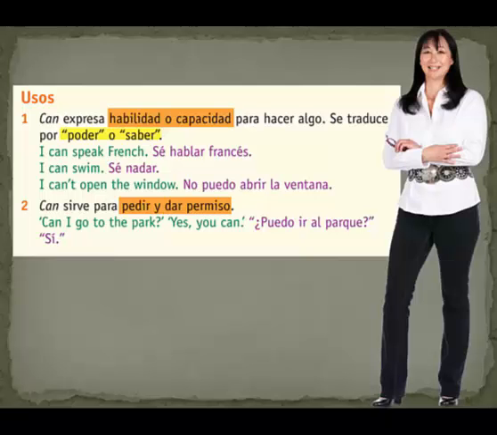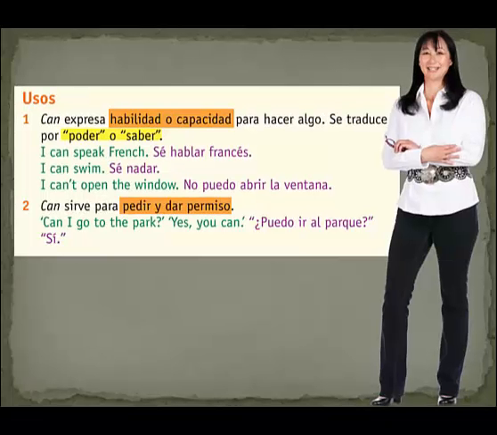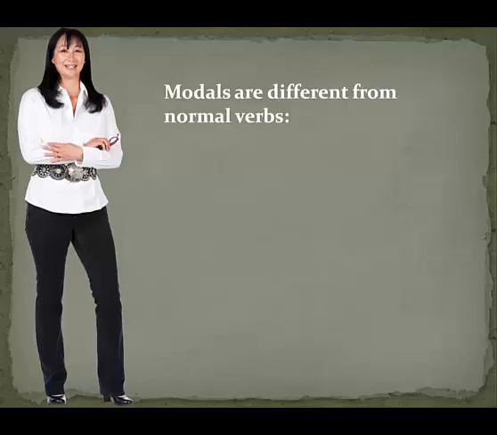For example, we can speak French, I can swim, I can't open the window in the negative. The other main use of the verb can is to ask for permission or to give permission. Can I go to the park? Yes, you can.